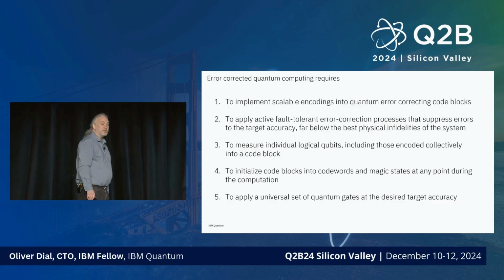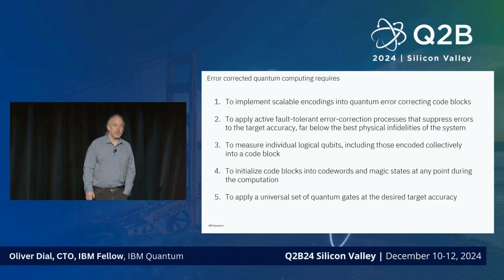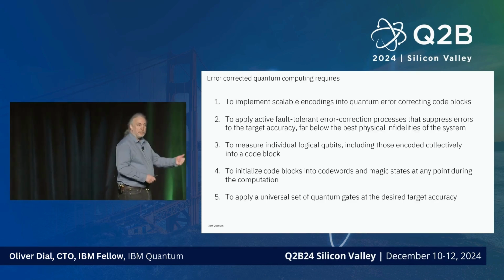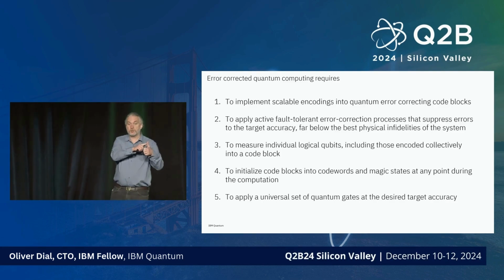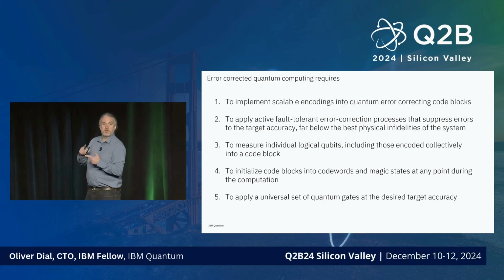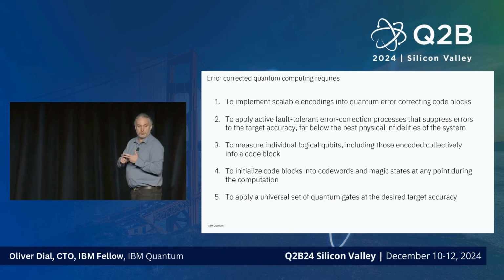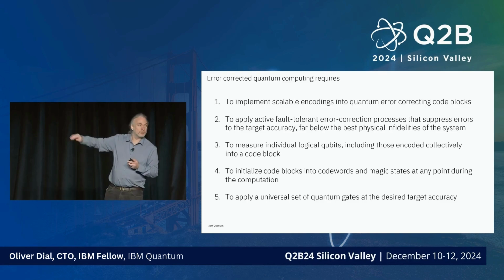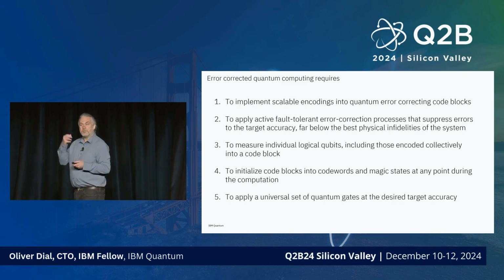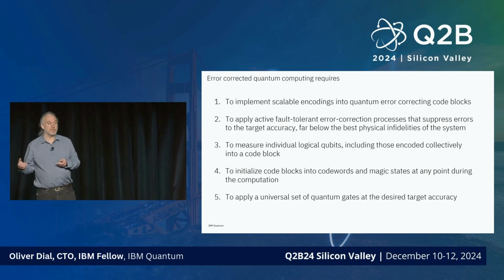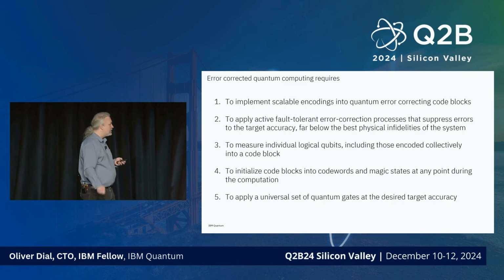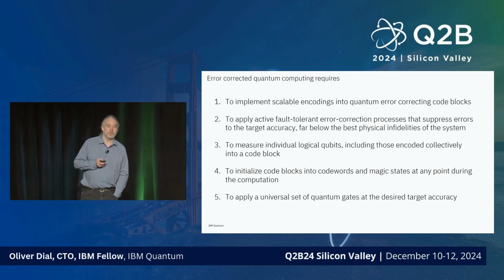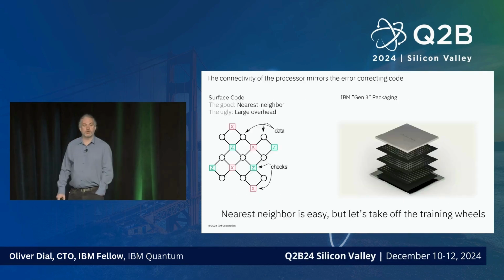To build an error-corrected quantum computer, it's not enough just to have a logical qubit. You really need 5 things. You need a way to encode data into a logical qubit, a way to protect it, a way to measure those logical qubits, a way to initialize them, and then finally, universal computation. So really, any credible plan for building an error-corrected quantum system has to answer how are you going to do these 5 things. And I'd like to just quickly talk as an example through how IBM wants to do those 5 things. Start out with how do we encode them.